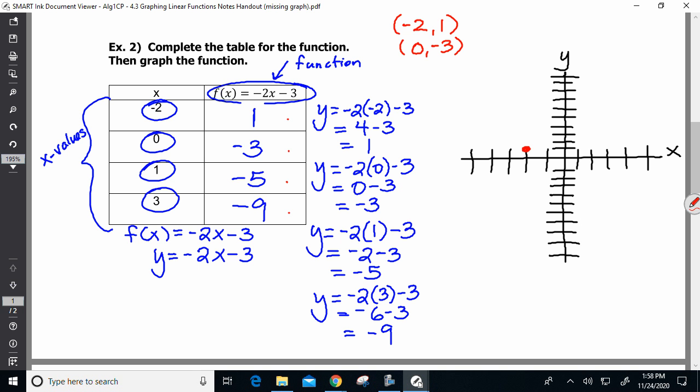The first number is a 0, so that means you don't go left or right, but you will go down 3. 1 comma -5 is your third point. Go to the right 1 and go down 5. And your last point is 3 comma -9. Go to the right 3 and then go down 1, 2, 3, 4, 5, 6, 7, 8, 9.